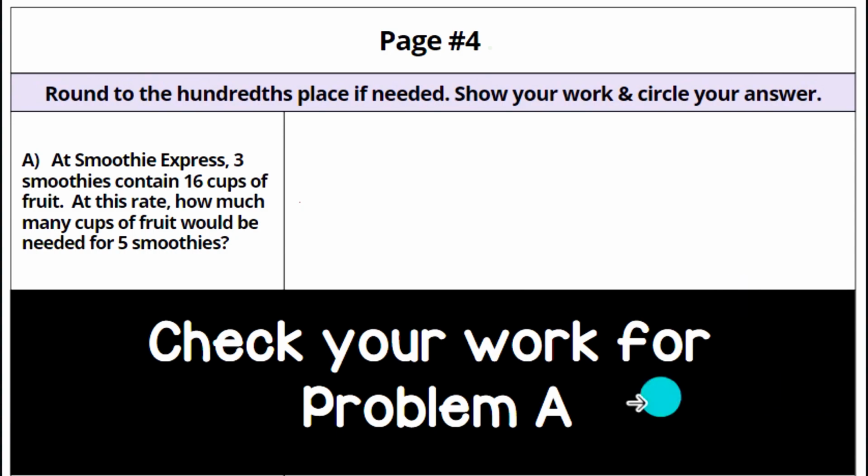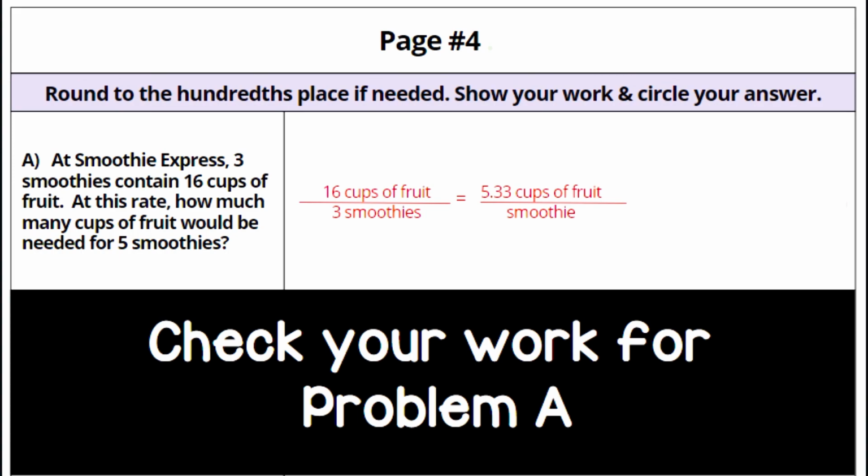So the first thing I'm going to do is find the unit rate. Since the question's asking about smoothies, I'm going to make smoothies my second number. 16 cups of fruit divided by 3 smoothies gives us 5.33 cups of fruit. Okay, and so I rounded to the hundredths place.